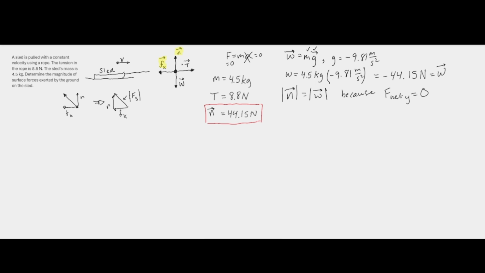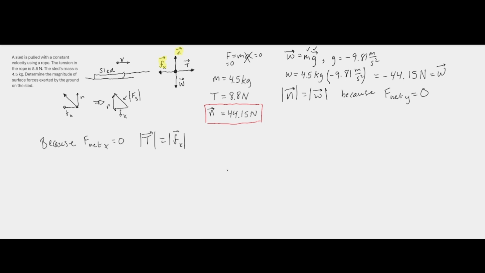Next, I have to figure out this force of kinetic friction. Just like we did in the vertical direction, I'm going to figure out the force of kinetic friction because I'm told the tension force. The tension force is just positive 8.8 newtons to the right. Well, then, because we now have F net in the x equal to 0, the magnitude of T, the tension, is equal to the magnitude of F sub k.